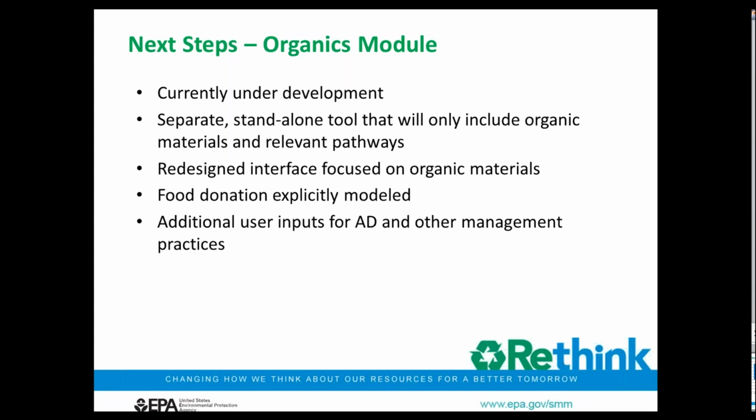So this would go through the whole food donation process, starting with probably a focus on where the food was generated, whether it's coming from a farm or from a supermarket or from a restaurant, providing some information on what the process of donation looks like from that point, including any losses that occur, transportation that's needed, refrigeration that's needed. So we'll be going into more detail in the organics module to really capture what happens during food donation. And then also, one thing we're considering is additional user options, user inputs for anaerobic digestion and other management practices.